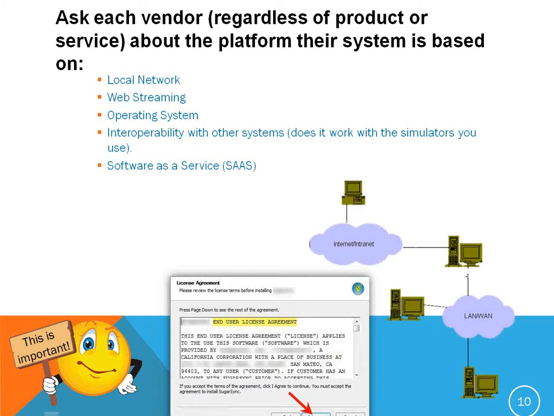And do you want flexibility? Are you going to want to be able to use more than one type of simulator in a space? It's important to plan for that, because you could lock yourself in if you don't have the right products in place for that kind of connectivity. You also need to ask each vendor about the platform their system is based on. Can you comment on that, Mark?